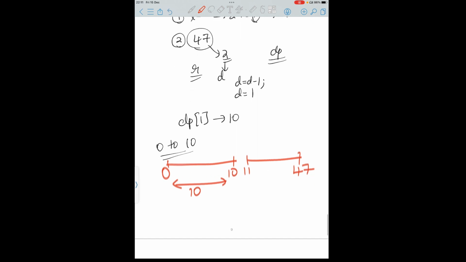Why this distinction helped us earlier is, look at 47. If you want to apply permutations or something like that, you can.